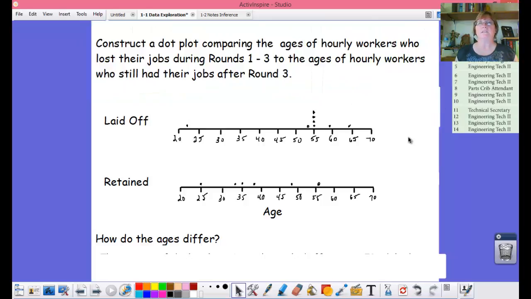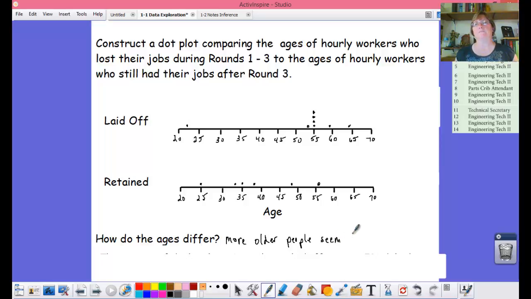And of course, the idea with the dot plot is that you are able to compare. You can look at the data. This is the distribution in visual form. So as you look at this, the question here is, how do these ages differ? Now, we may answer differently to that, but it looks to me like more older people seem to be laid off. And that's going to be my observation. More older people seem to get laid off.